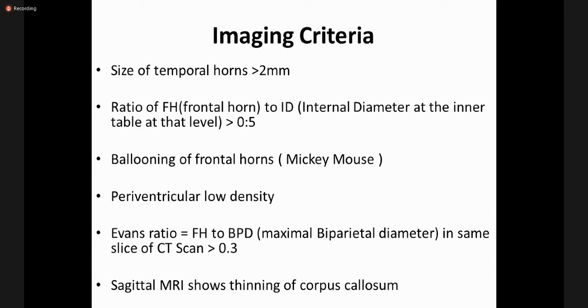Otherwise, don't worry. Which imaging criteria do we need to know for our exams? CT scan or MRI of the brain? These imaging criteria that are written, these are for CT scan or MRI, any one thing. You just try to learn them. Try to understand, otherwise don't worry about that. You all people are not neurosurgeons or neurologists.